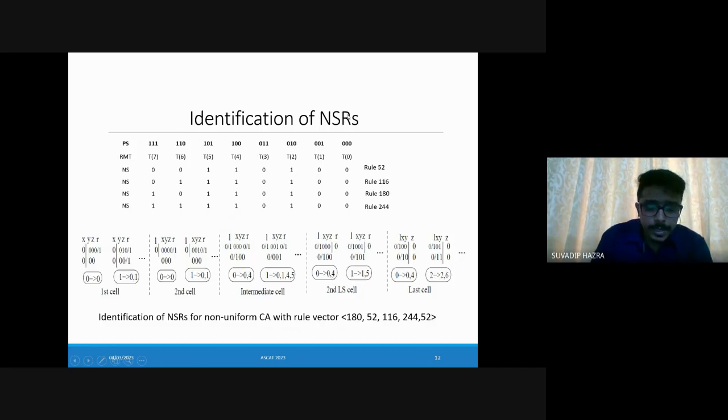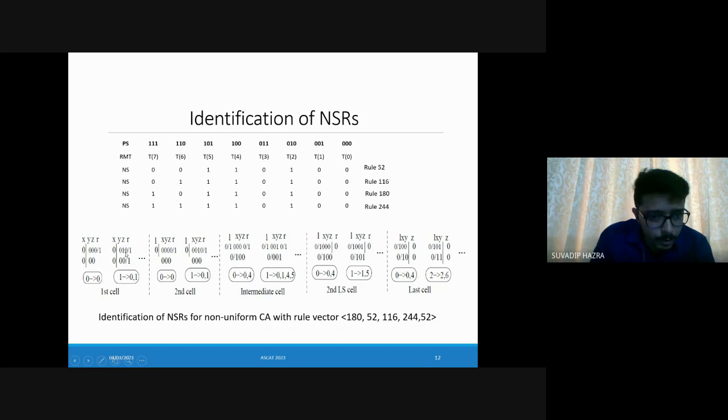Suppose we are computing the NSR using this hybrid non-uniform CA. So suppose we are computing the NSR for RMT1. As we already discussed, for the first cell, X will always be set to 0 and DL will always be set to 0. So the next state for 001 with rule 180 for RMT1 is 0. So this state will be 0. Similarly, this state will be 0. Next, this can be 010 or 011.